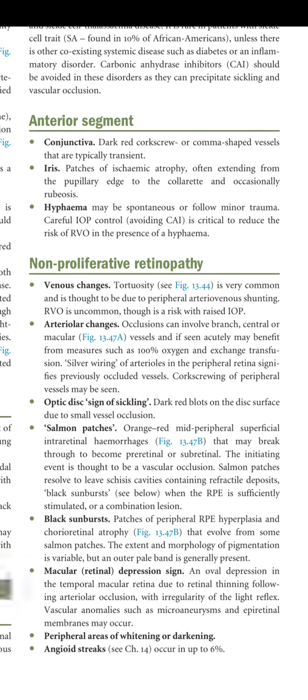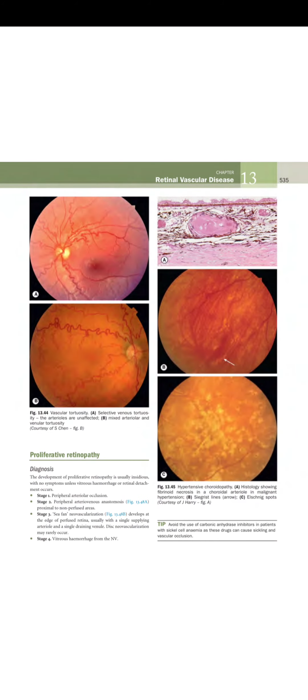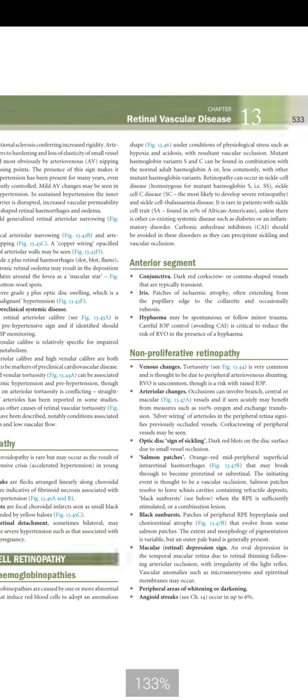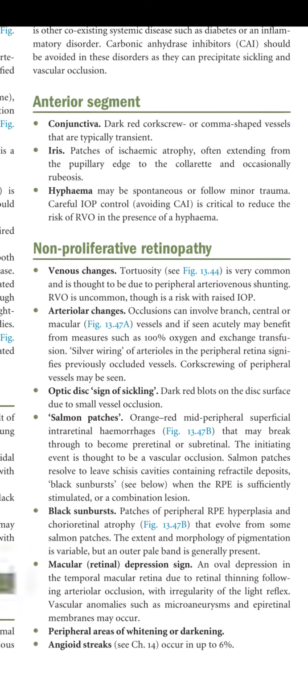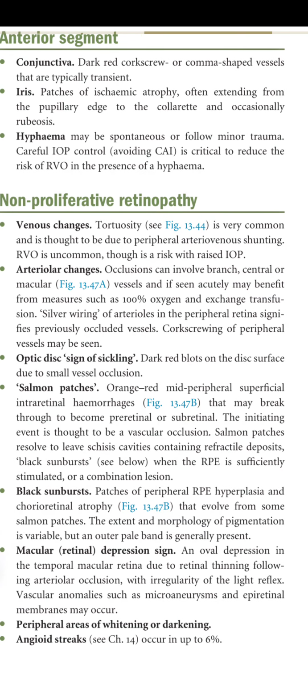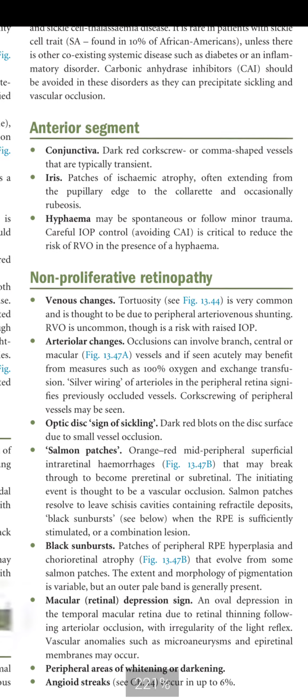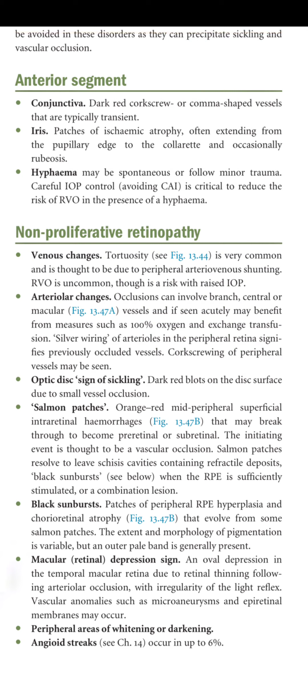Next is non-proliferative retinopathy, and then proliferative retinopathy. In non-proliferative retinopathy, there will be venous changes. Tortuosity is very common and is thought to be due to peripheral arteriovenous shunting. RVO is uncommon. It is a risk with raised IOP.